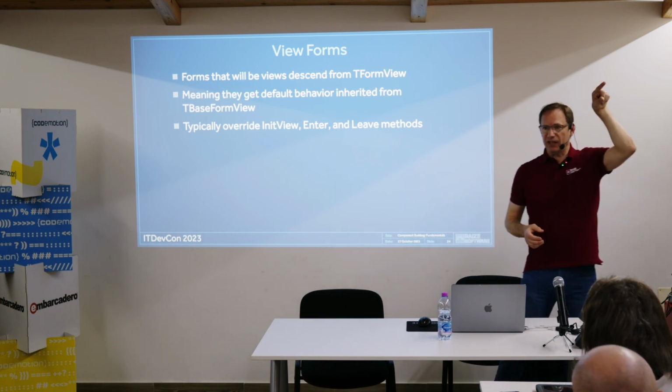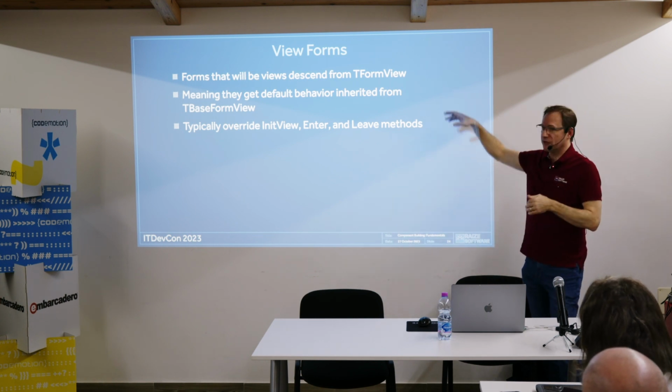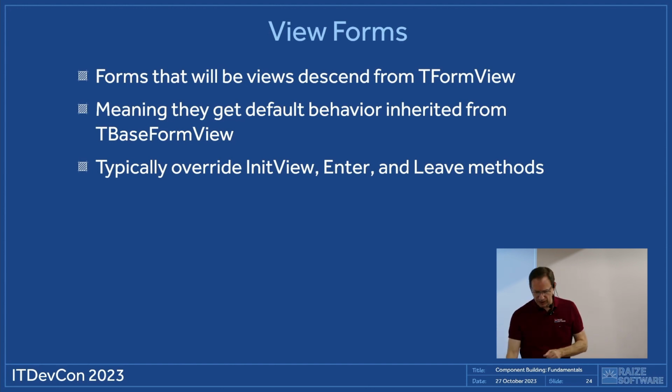We simply change the ancestor of the form to be, instead of T-form, it goes to T-form view, which we've already defined. That means we have to add some implementations. Specifically, we don't have to do anything because T-base form view, which is what T-form view descends from, has a basic implementation. Generally, though, we're going to probably want to do things based on that view. So when our view gets created, we may want to lay out things different, dynamically, for example.